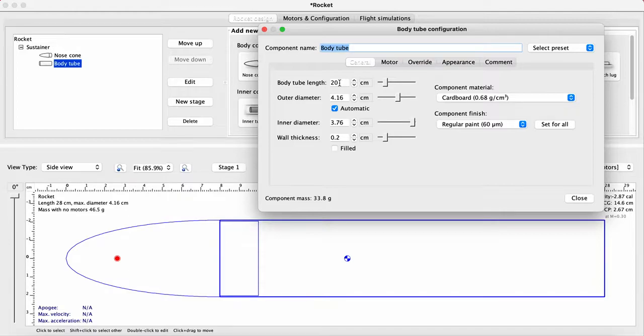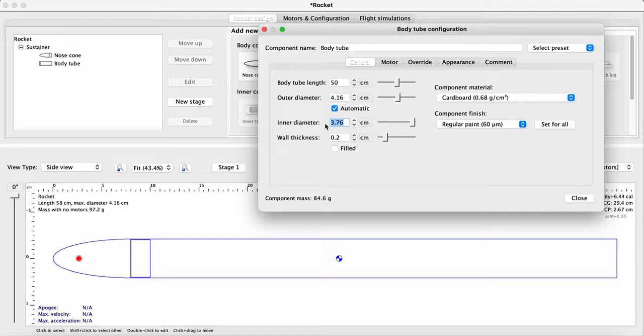I'm just going to go ahead and pick, let's say, I don't know, half a meter. So let's go 50 centimeters for my body tube length. Okay. And the outer diameter, remember we said is 4.16, right? And the inner diameter is 4.05.